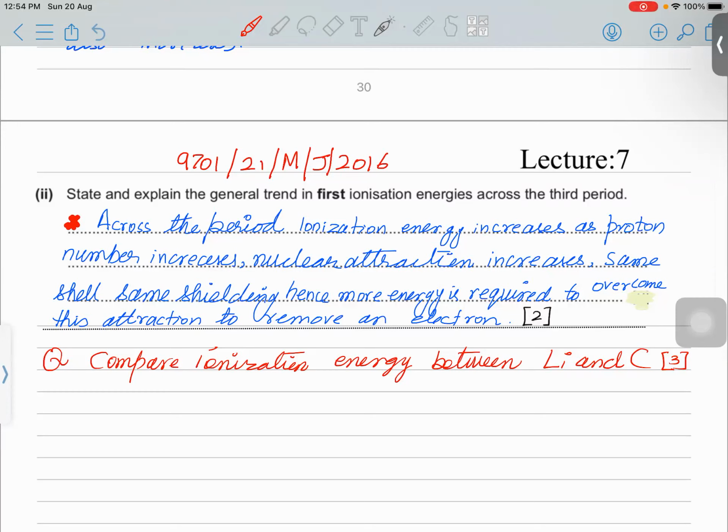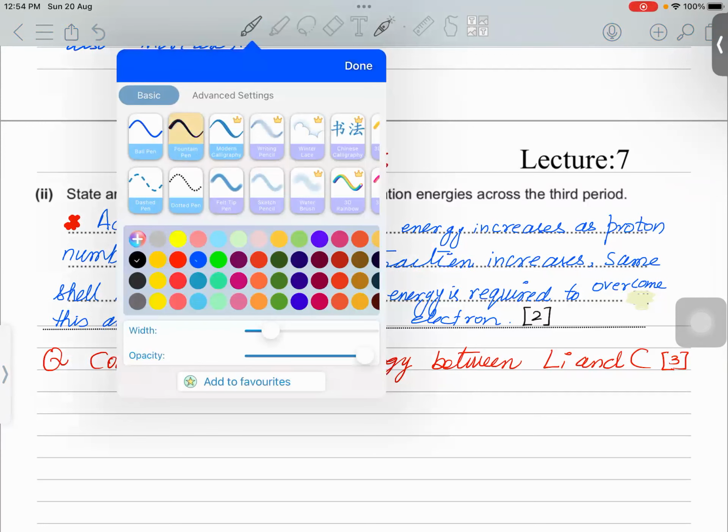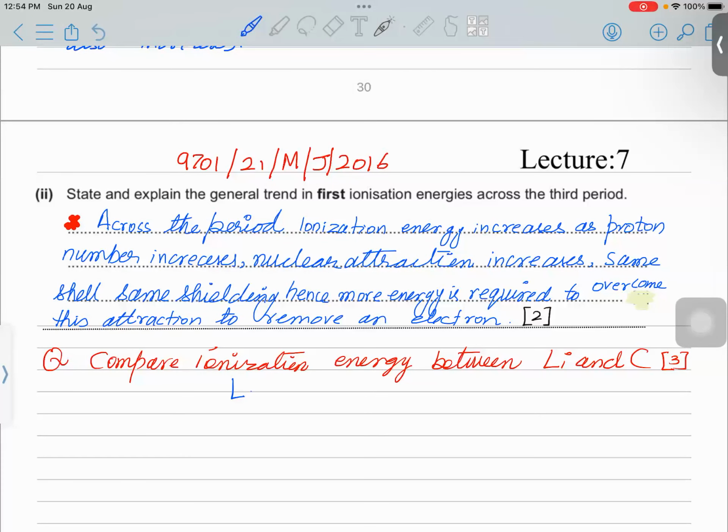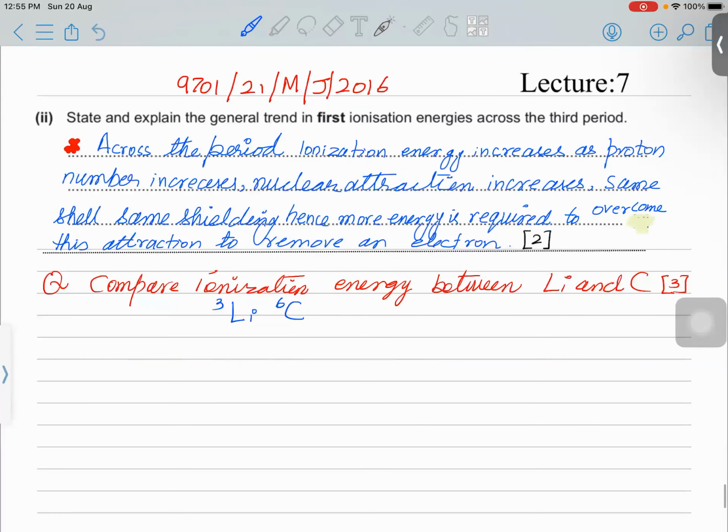Can anyone tell me their period number or group number? Lithium is in period 2 and group 1, and carbon is in group 4. So they are in the same period.